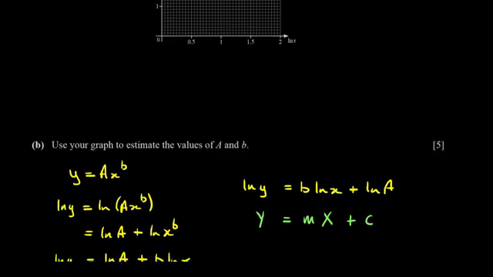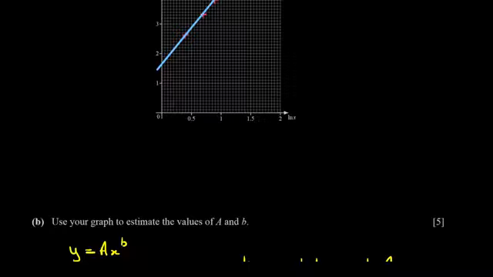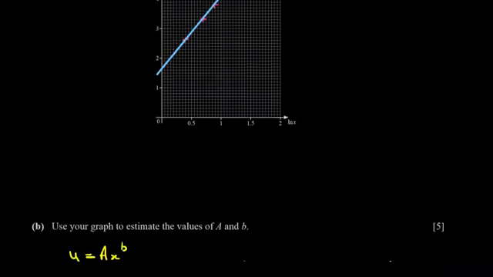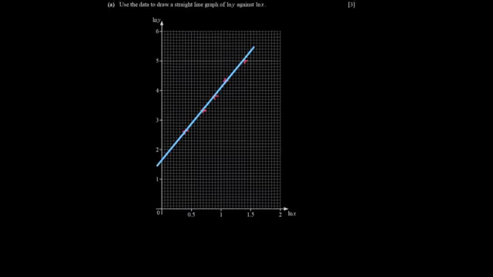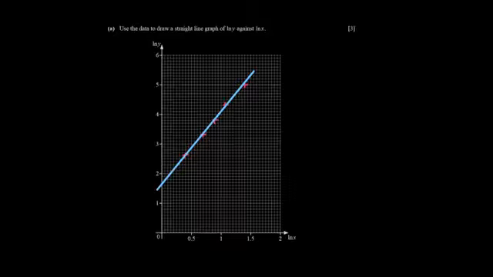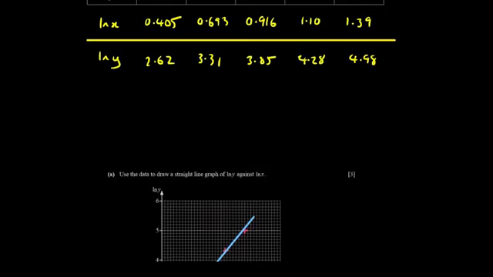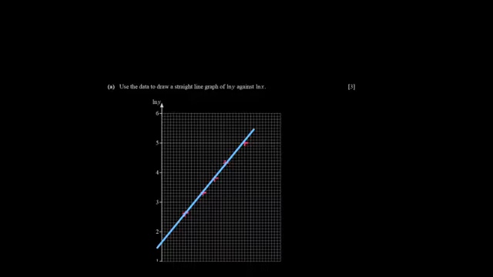So basically, if we plot ln y against ln x, we should get a straight line, which is what we've seen. And the gradient of this straight line will be equal to b, and the y-intercept will be equal to ln a. So I think probably the best thing to do is to find the gradient first. And the way I'm going to do that is to use the two most extreme points. I'm going to use this point here and this point here.